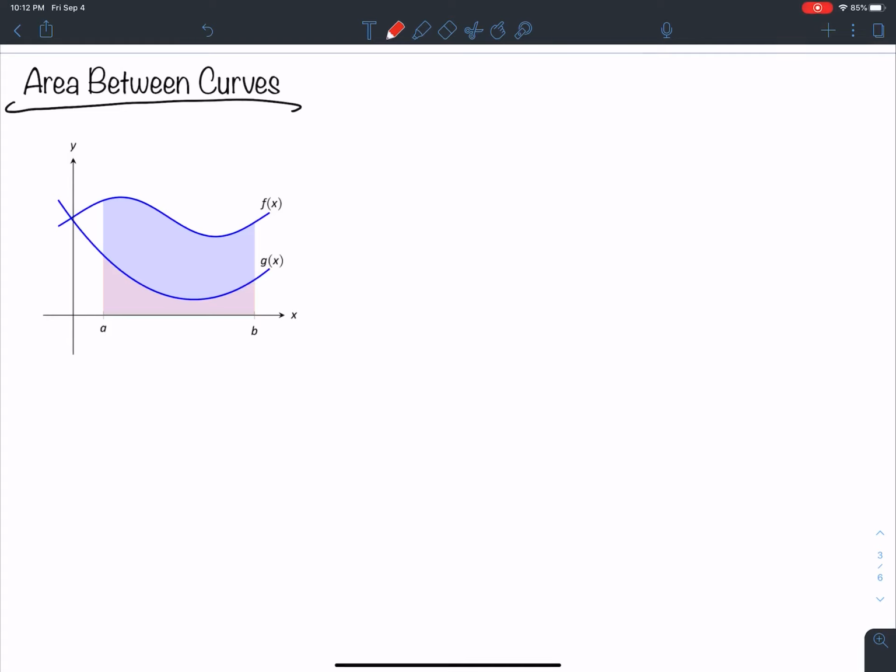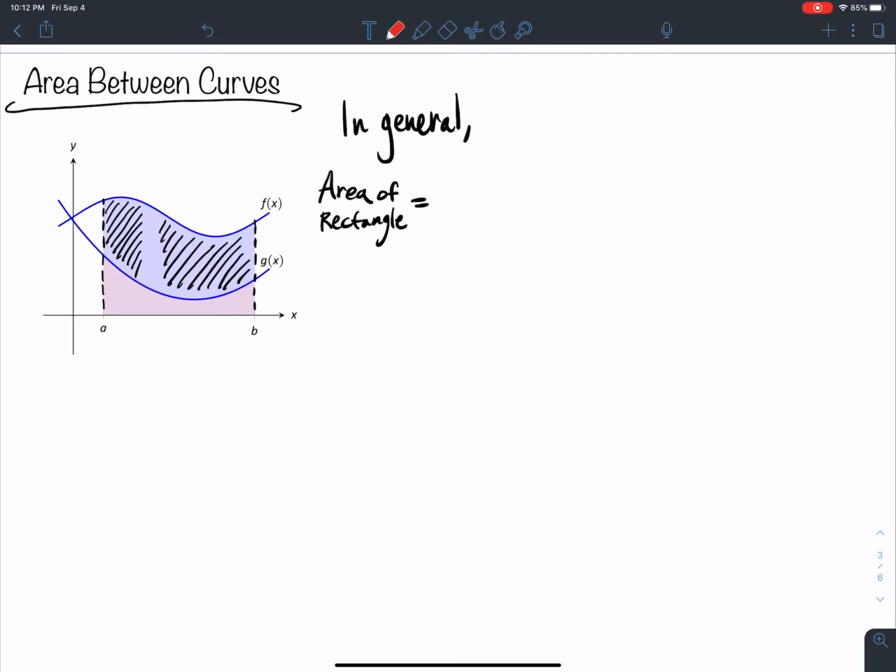So in this video, we're going to talk about area between two curves. We have two curves, f and g here. I'm looking to find the area between those two curves, cut from a to b, okay? So in general, to find the area between two curves, I need to think about the area of a rectangle.